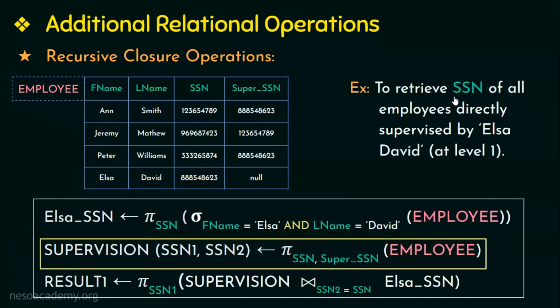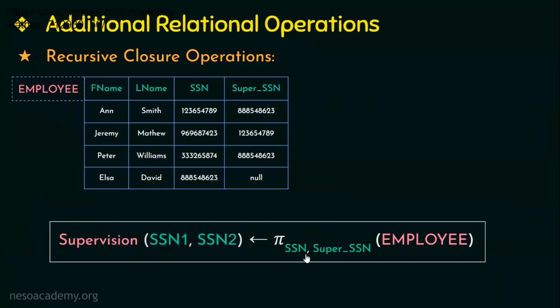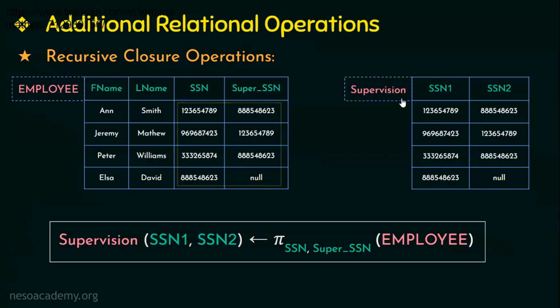Moving on to the second step, here we are projecting the SSN and super SSN of all the employees from the employee relation, and we are storing its result in a relation called supervision with its attributes mentioned explicitly, SSN1 and SSN2. Since we want to know which employee is under Elsa David, we project their super SSN, or the supervisor SSN of each employee, to match with the SSN of Elsa David. Therefore, the result will be the projection of SSN and super SSN of all the employees from the employee relation into the supervision relation with attribute names SSN1 and SSN2.